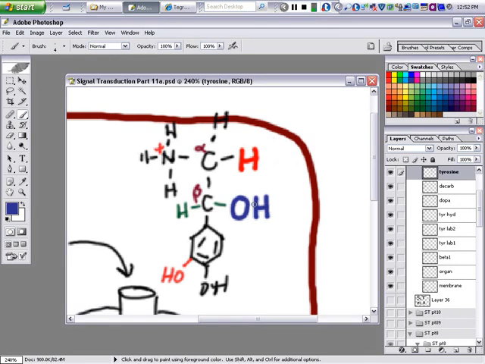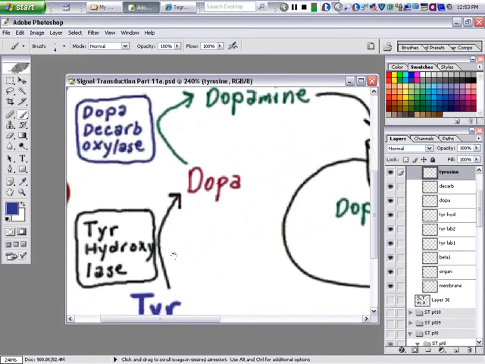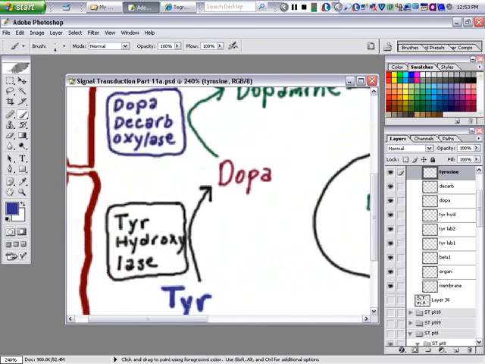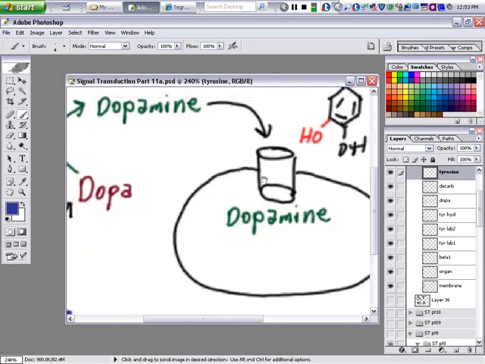Now, what's the name of an OH group? It's a hydroxyl group. And what do we call enzymes that add hydroxyl groups? Remember, we had tyrosine, and we added a hydroxyl group to make DOPA. What was the name of that enzyme? Tyrosine hydroxylase. So enzymes that add hydroxyl groups are called hydroxylases. Make sense?